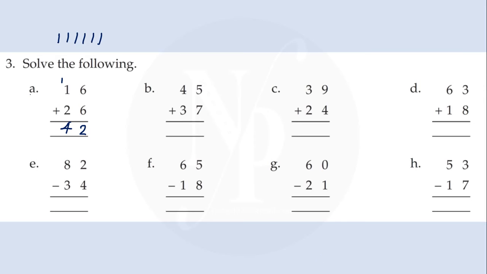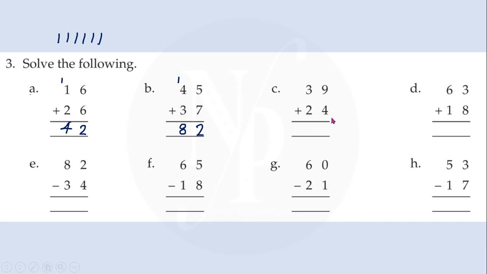So coming to B, here we have to add 45 and 37. Let us do that now. Starting from 1's place, 5 plus 7 is 12. You may draw lines and count. So I will write 2 here. 1 is carried forward and 1 plus 4 is 5. 5 plus 3 is 8. 82 is the sum.